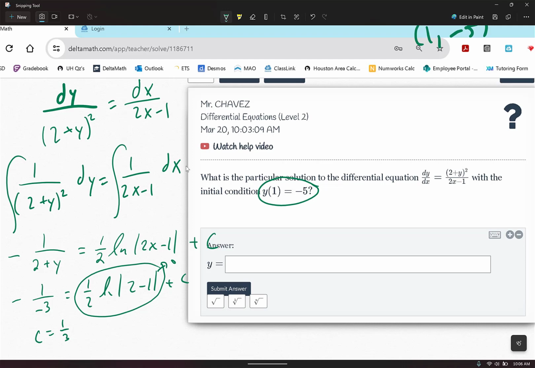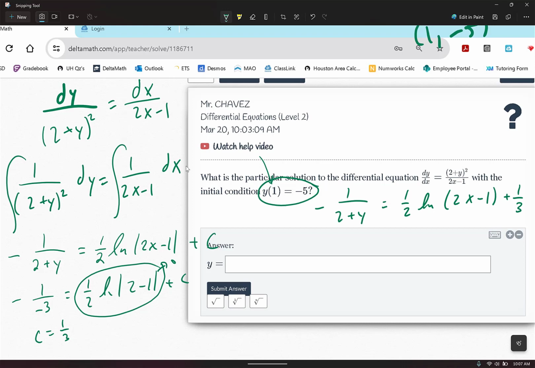All right. So now I'm going to come back right here. I'm going to go -1 over (2 + y) equals 1/2 ln of (2x - 1), plus 1/3. If you're wondering why I took away the absolute value, I took it away because I noticed that I'm talking about positive values anyways. Are we still okay? All right.